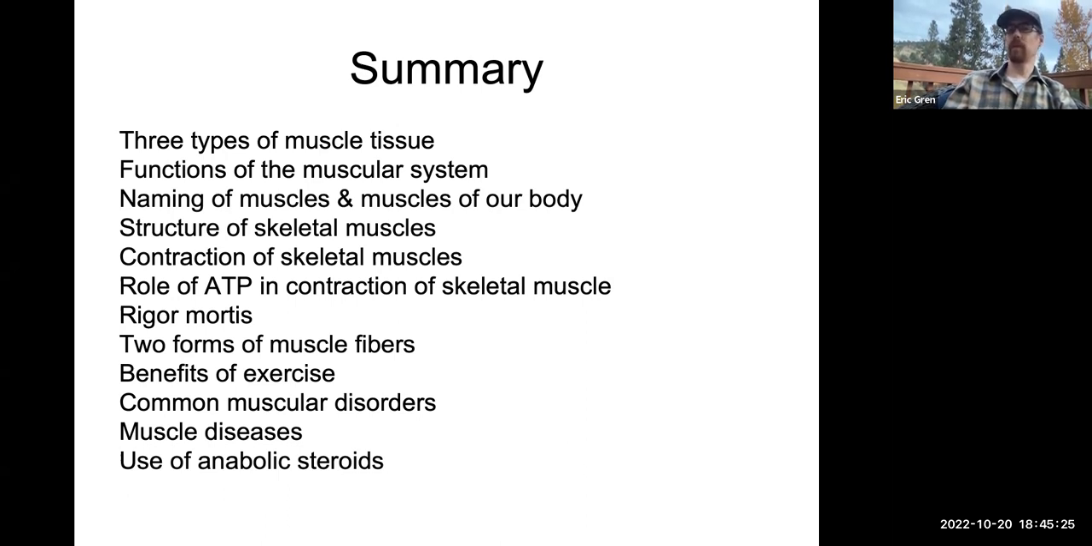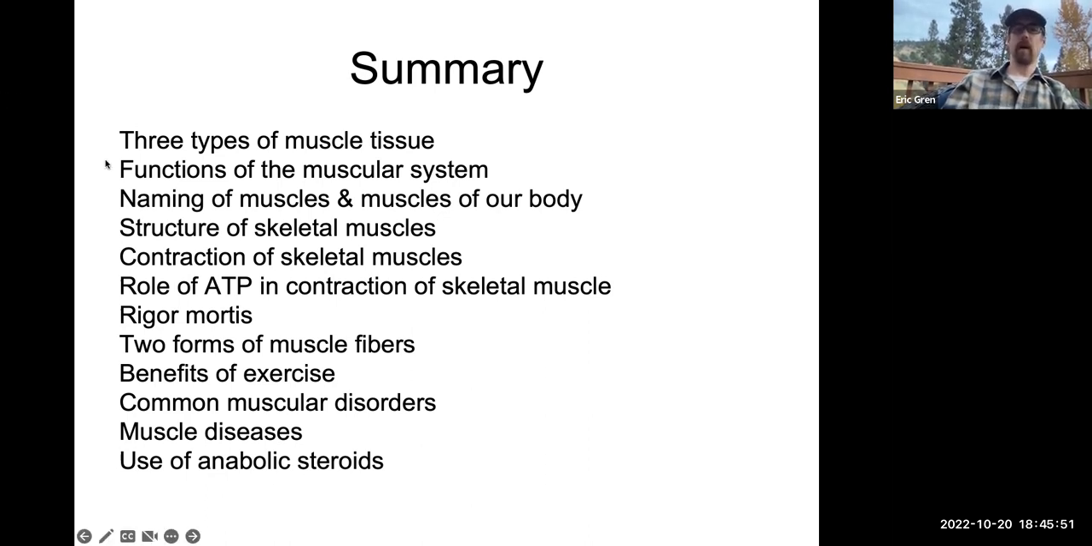Remember that muscles are often named for their location or their shape, or maybe the exact action that they're doing, right? Whether they're flexing or extending or abducting or adducting, right? The name oftentimes will give you really important clues about where the muscle is located, what action it's doing, or the shape of the muscle.